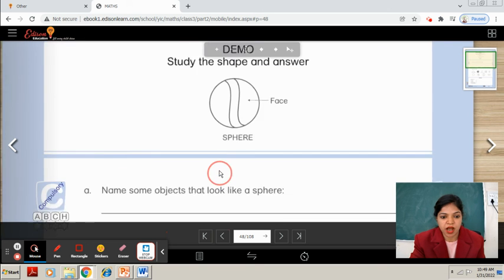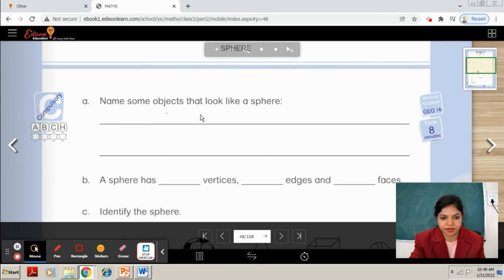Okay. So now we have part A. Okay, I will show you the example of sphere. You can see this ball. It is in sphere shape. It has no corner, no sides. Yes, it has only one face, that is curved. Okay, students. So now we will write some objects that look like a sphere. Okay. So now tell me, give me examples.